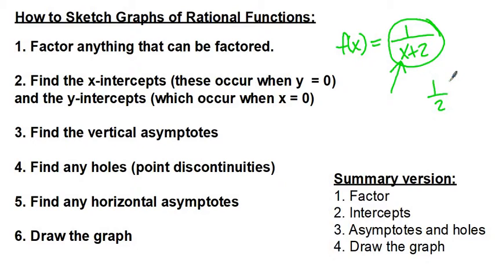Alright, so what we're going to try to do is sketch the graph, and there are 6 main things to do, and I have kind of a summary version right here just to have as a guide as we go through these. First thing we want to do is, anytime you have a rational function, see if there are things that you can factor on the top and the bottom. We've obviously factored before, so that's not going to be a new thing. So we'll factor anything that can be factored.